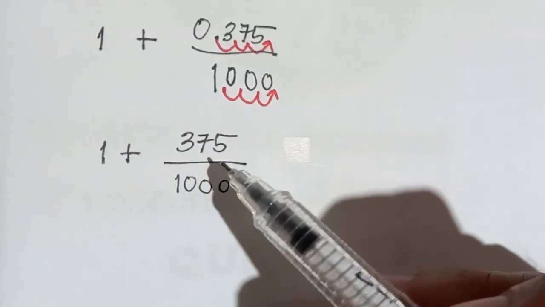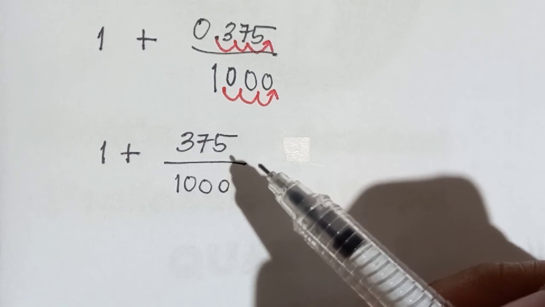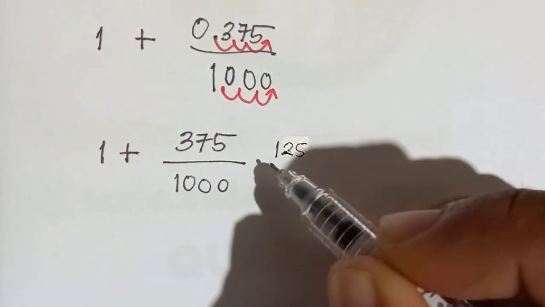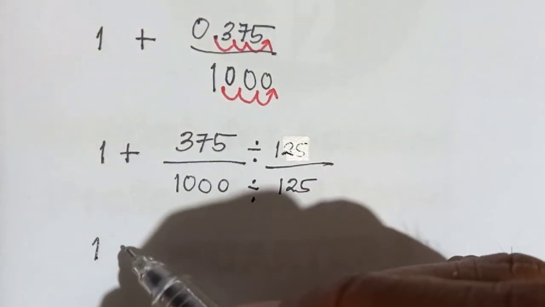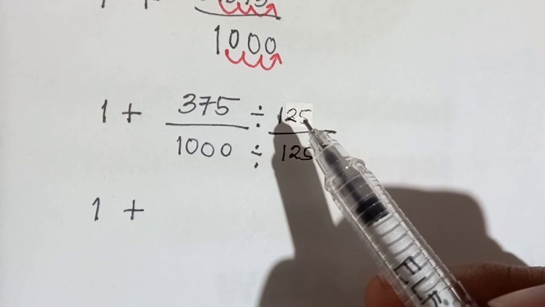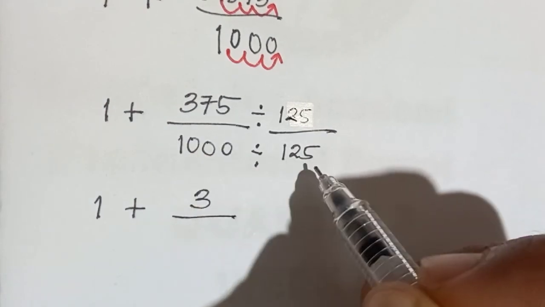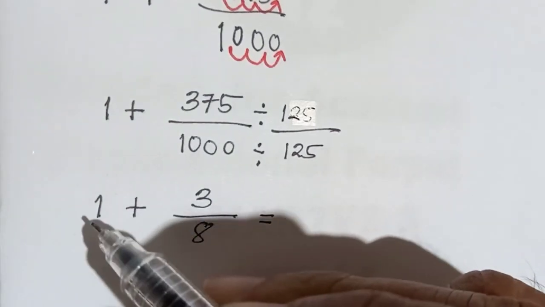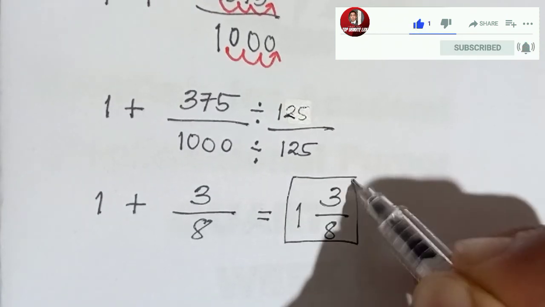Let us now reduce 375 over 1,000 into its lowest form. The greatest common factor between 375 and 1,000 is 125. So divide both the numerator and the denominator by 125. Again, 1 plus 375 divided by 125, using your previous lesson on division, the answer is 3, and 1,000 divided by 125 will give you 8. Then the final answer, just combine the whole number and the fraction, it will become 1 and 3/8. That's the answer.